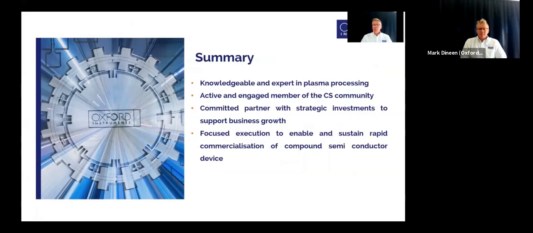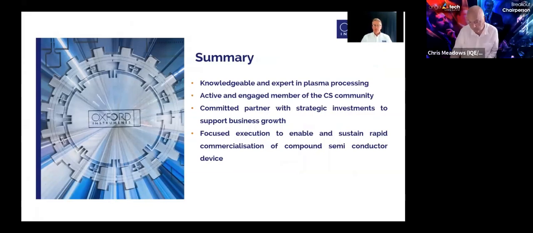And we partner very closely with certain institutions to support the business growth. And we're very, very focused on the compound semiconductor industry. We're investing heavily, making sure that we have the correct infrastructure and the correct processes, solutions in place to make sure that we continue to deliver the best quality solutions to our customers.